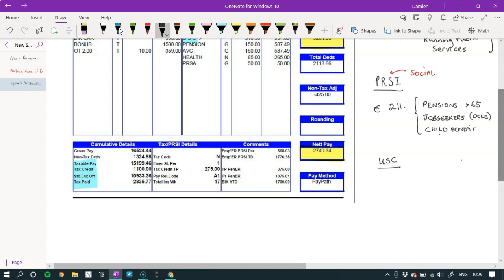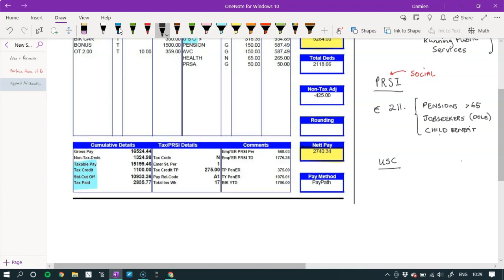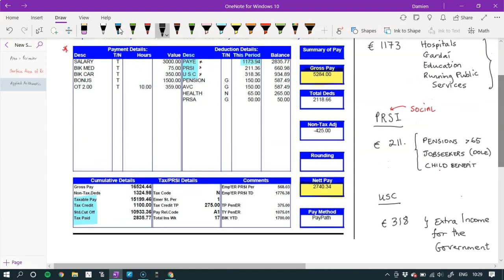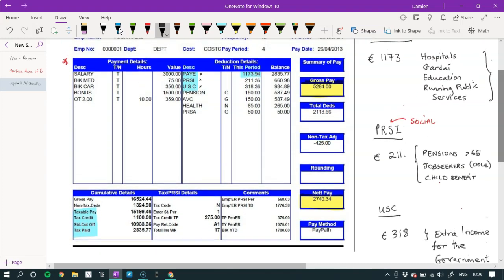So in this particular example, USC is coming in at 318. So €318. And this is just extra income for the government. And the government then used that then to pay for services and do different things. All right, so that's €318. So you can see when you get paid, you pay a lot of money to the government to run all the services.